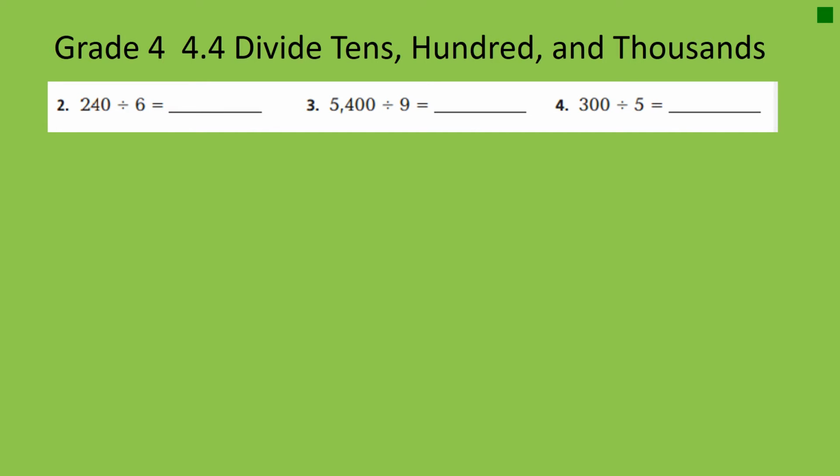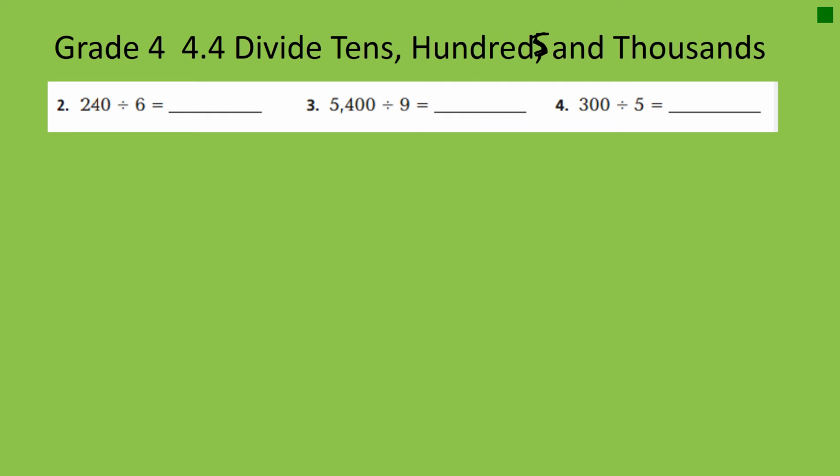We are on chapter 4, lesson 4, and it is called Divide Tens, Hundreds, and Thousands. And I'm noticing I forgot the S on hundreds. Well, that looks like a 5. Hundreds. Well, you get it, right?